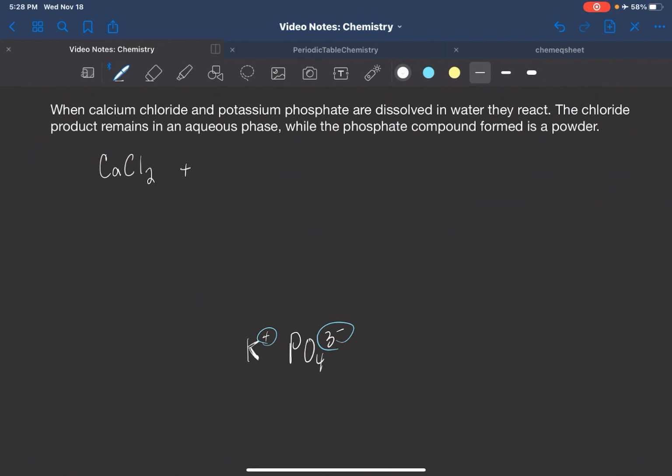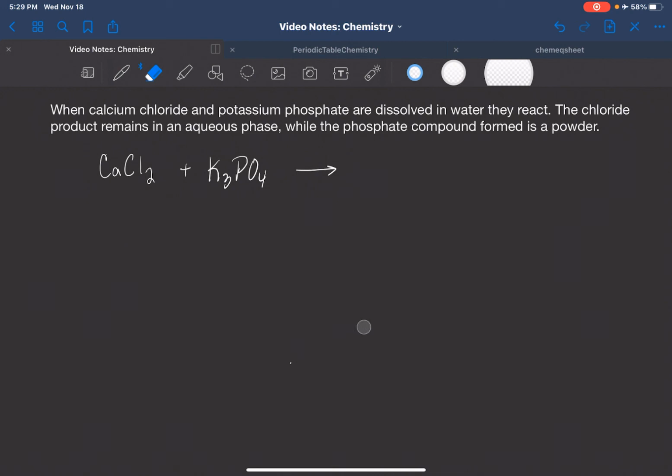So that's K3PO4, because we only need 1 phosphate. There's a reaction, so I'm going to write an arrow. Then the chloride product remains in aqueous phase while the phosphate compound formed is a powder.